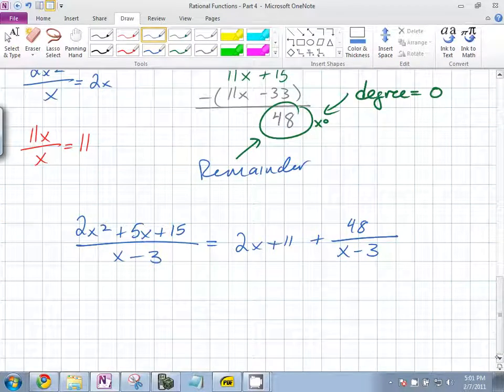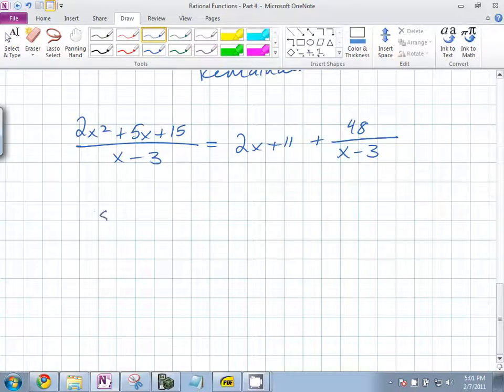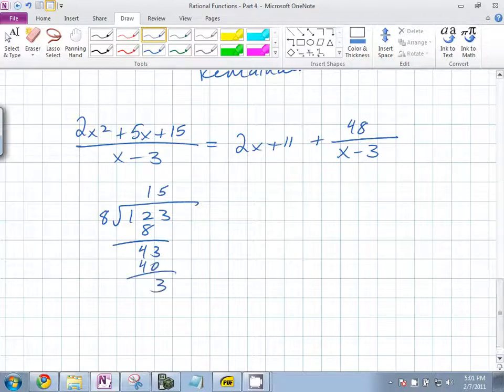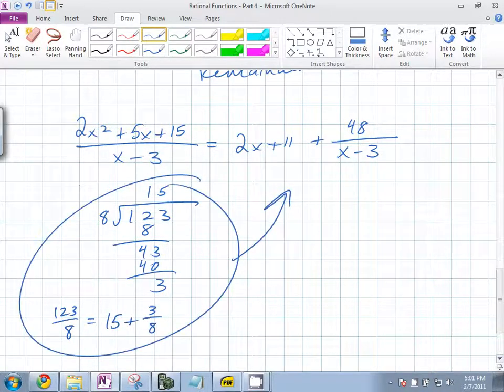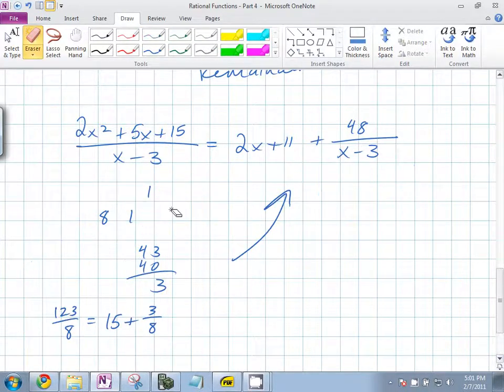This should be pretty familiar in that, let's say you had 123 divided by 8. 8 into 12 is 1, 8, subtract 4, bring down the 3, 43, 5 times 8 is 40, 3 left over. What this says is 123 divided by 8 is 15 plus 3 over 8. So similarly, you end up with this. How would you check this? You would check this by multiplying, and let's just check it and see if it works.